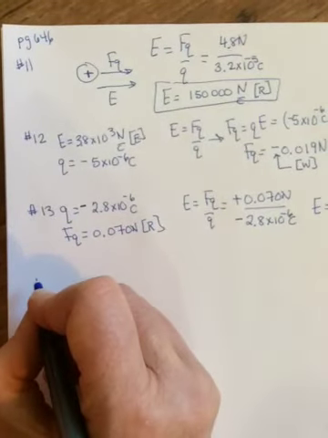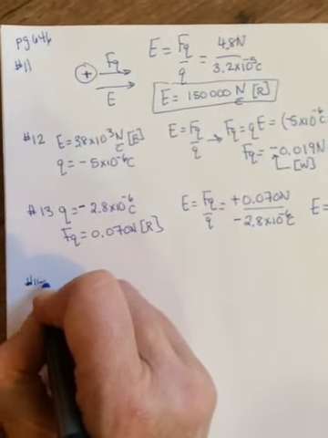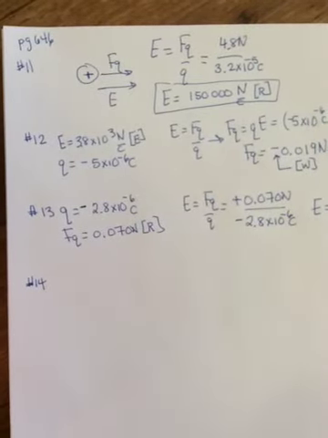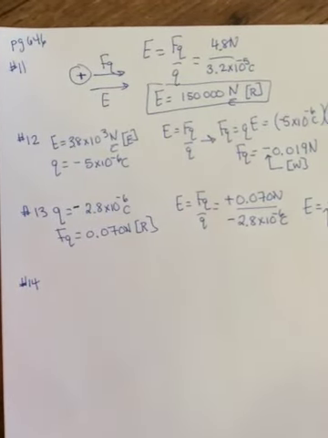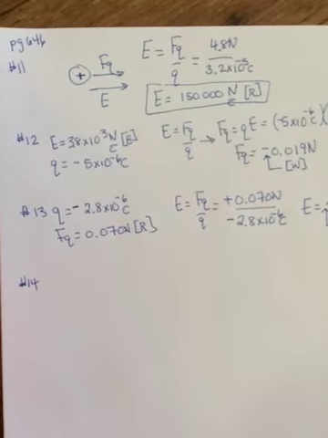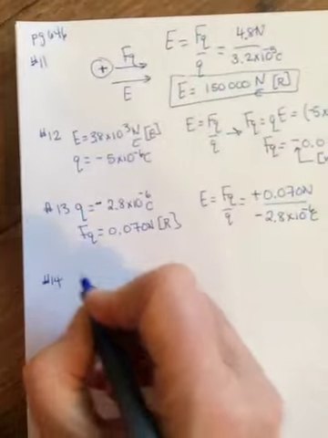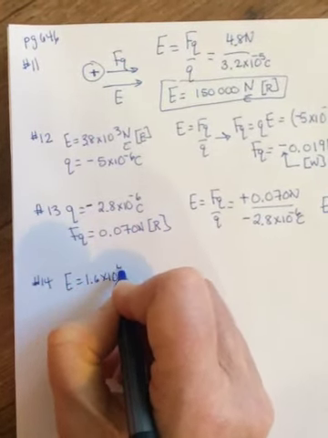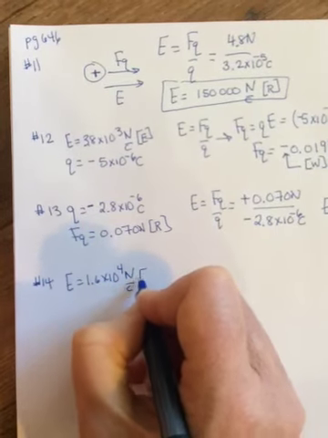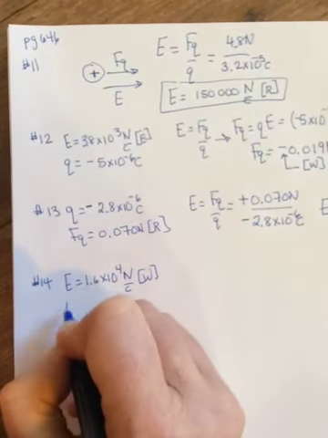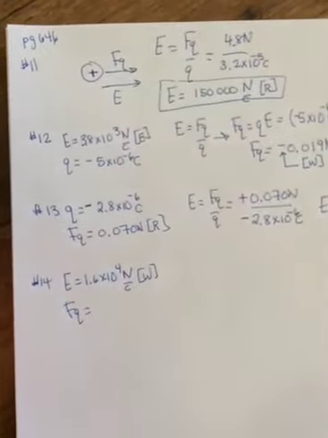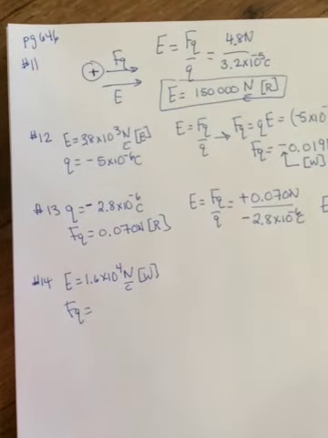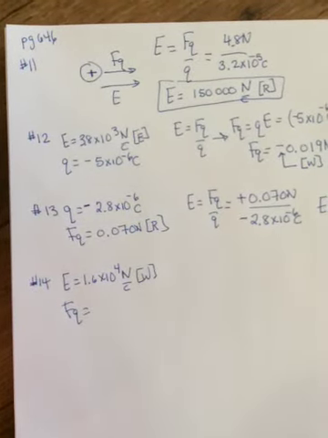And the last one on this page, number 14, says a small charged sphere is placed at a point in an electric field that points due west and has a magnitude of 1.6 times 10 to the 4. So our E is 1.6 times 10 to the 4 newtons per coulomb west. If you keep reading, it tells us our F_Q, the electrostatic force that it experiences, is 6.4 newtons east.